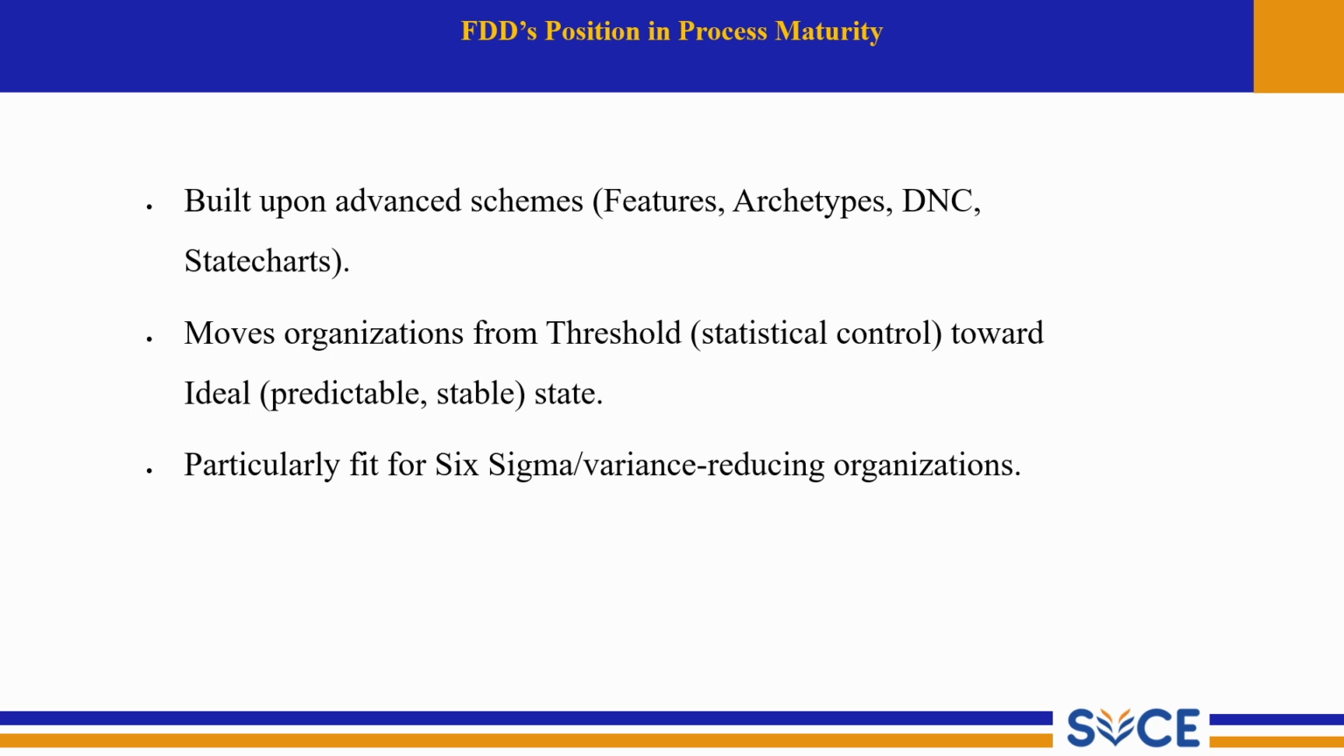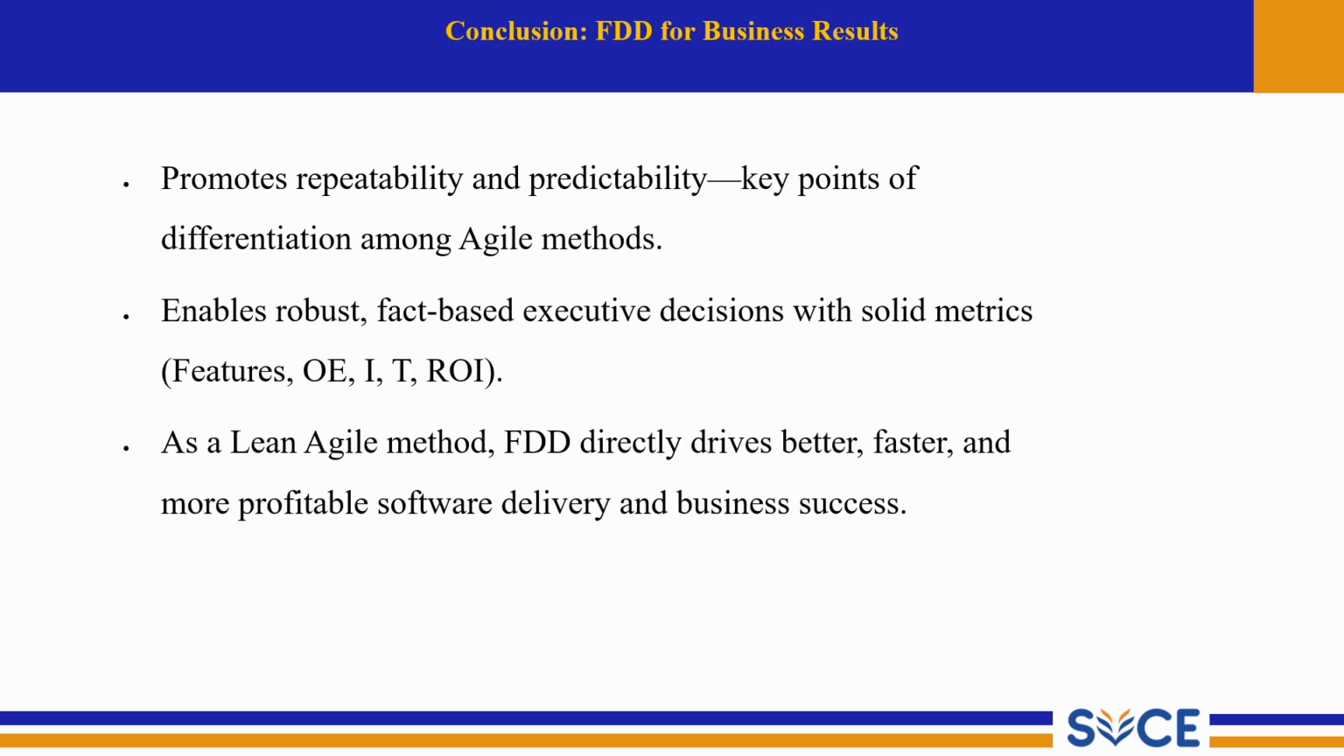So finally, let's look at the overall summary of this session. Finally, we can conclude FDD for business results. It promotes repeatability and predictability, the key points of differentiation among agile methods. This means FDD stands out from other agile methods because it emphasizes a reliable process that can be repeated with consistent results, enabling robust fact-based executive decisions with solid metrics like features, operating expense, investment, throughput and ROI.